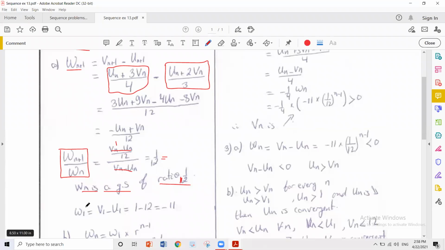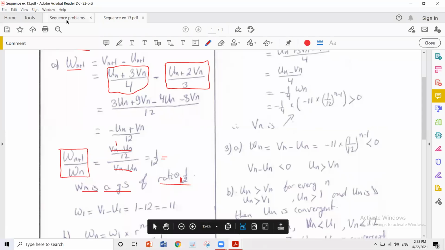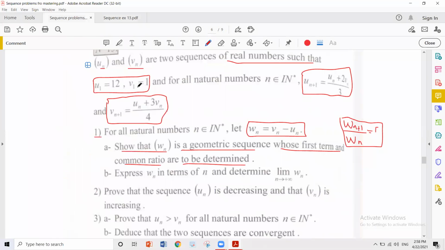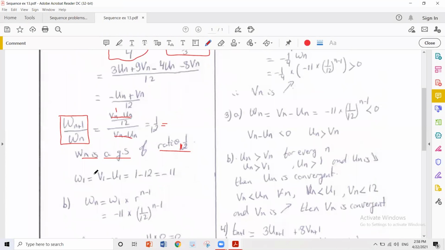To calculate the first term, since I have V1 and U1, I cannot calculate W0, I can calculate W1. W1 equals V1 minus U1, equals 1 minus 12, equals minus 11.